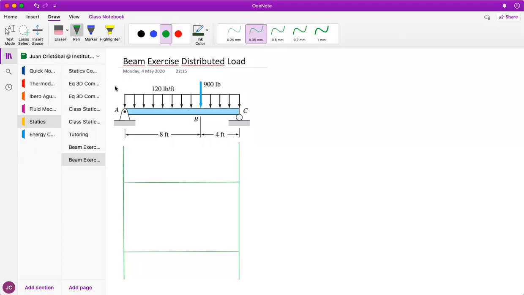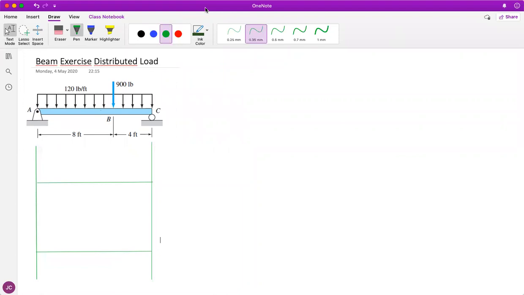So guys, let's see about this one. Okay, I told you I was going to do a distributed load problem regarding beams. So let's just jump into that. Since you already know the whole deal, but if you don't, let's just recap. I'm going to do equilibrium 2D for this one.